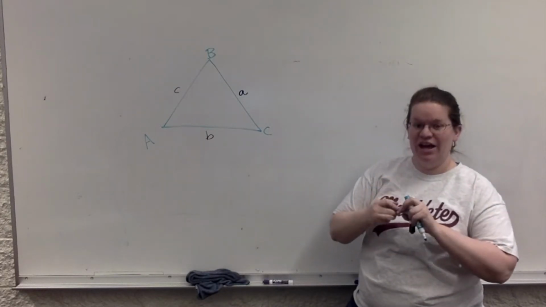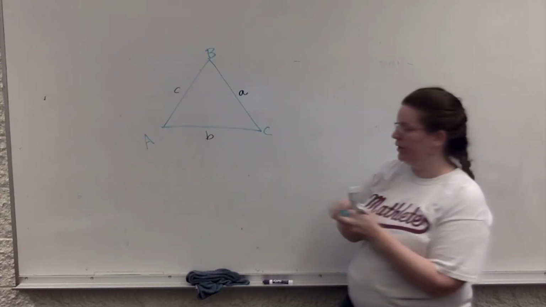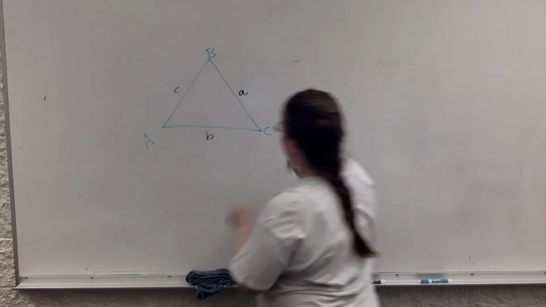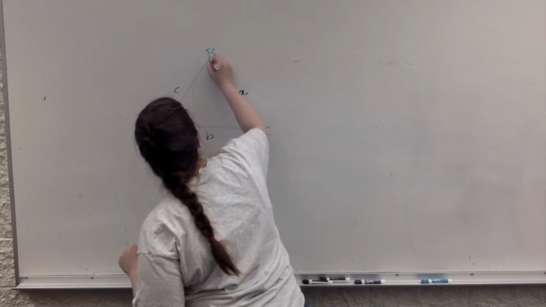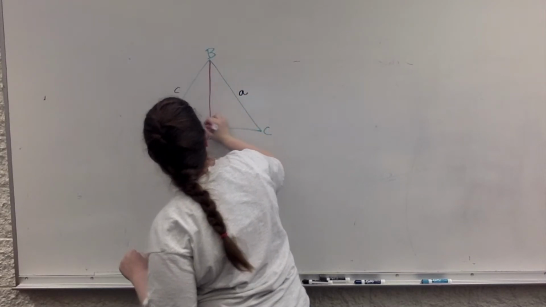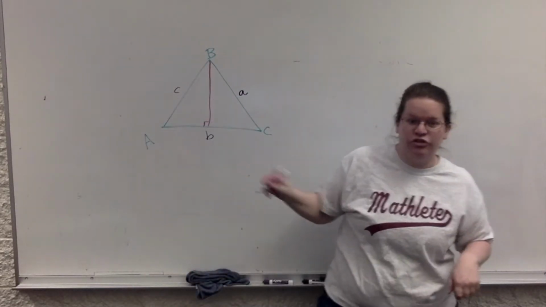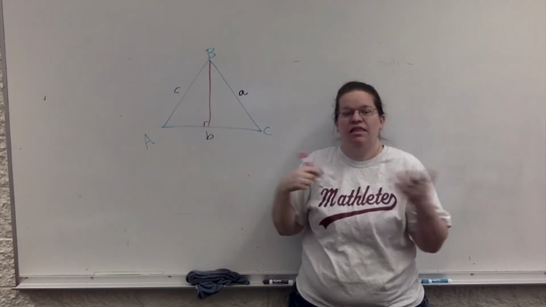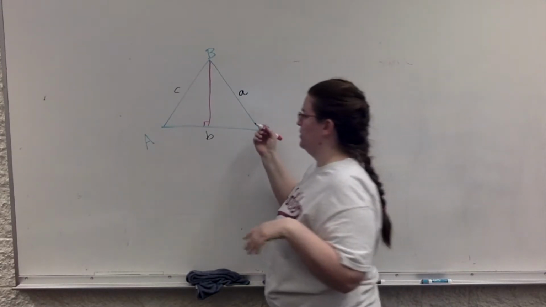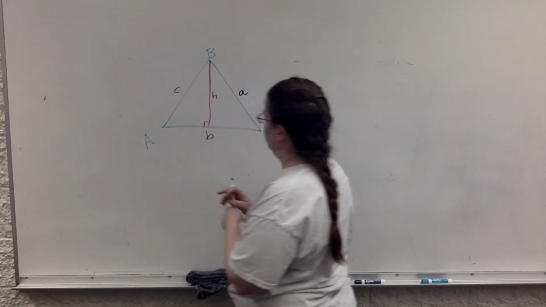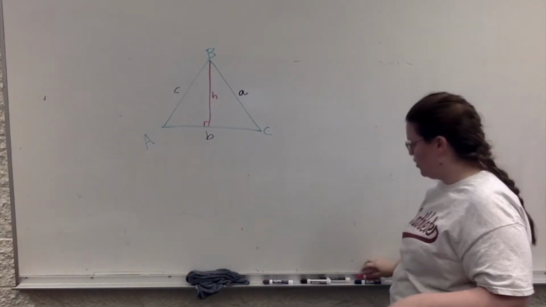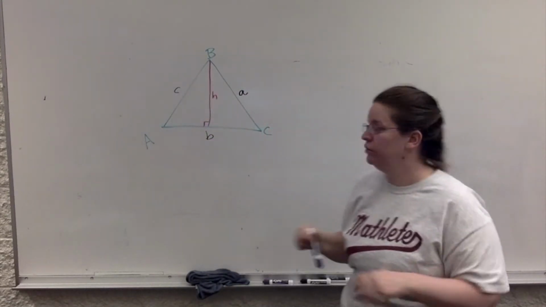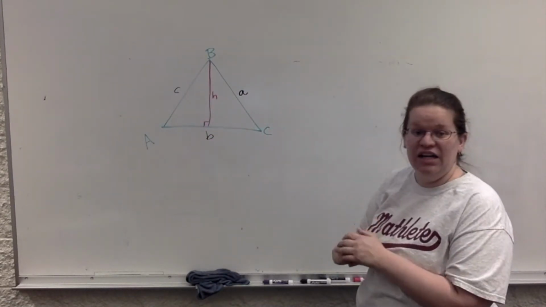We're going to draw an altitude from angle B down to the other side of the triangle. Remember, an altitude is going to go through the vertex and be perpendicular to that side. And this is the height of the triangle, so I'm going to label it H. So if you look at this left piece as its own right triangle, I'm going to do sine of A.